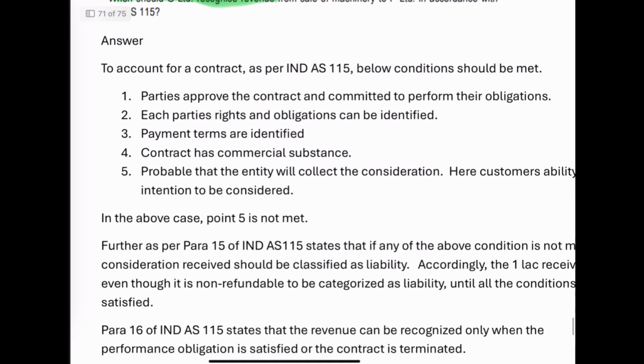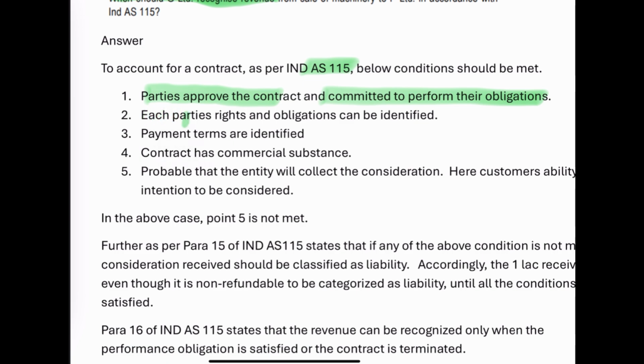Okay. So to answer this question, let's refer to some points under Ind AS 115. As per Ind AS 115, all the below conditions should be satisfied in order to recognize the revenue. One, parties should approve the contract and be committed to perform their obligations. I think in this case it is met. So there is a contract and the parties agreed to a specific commitment and to perform the performance obligation. So we can say this is satisfied.